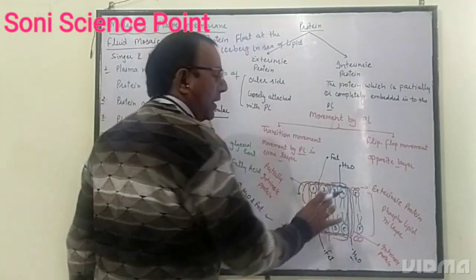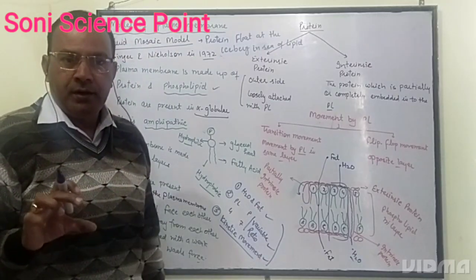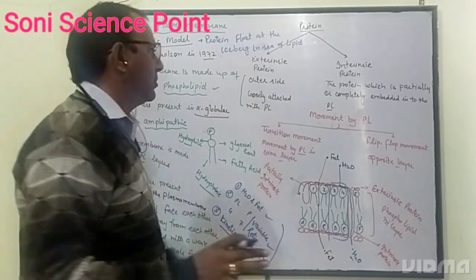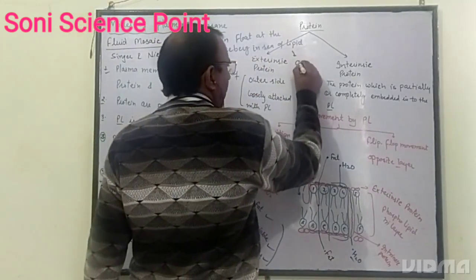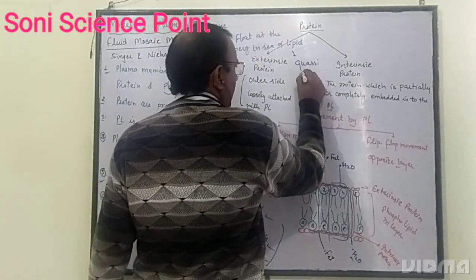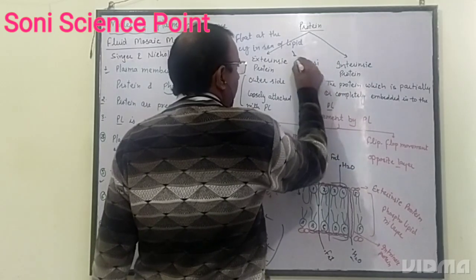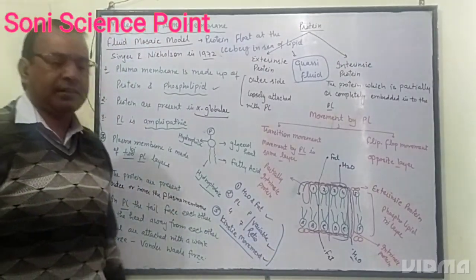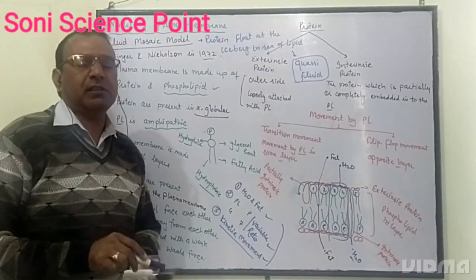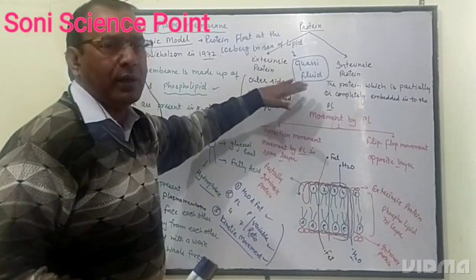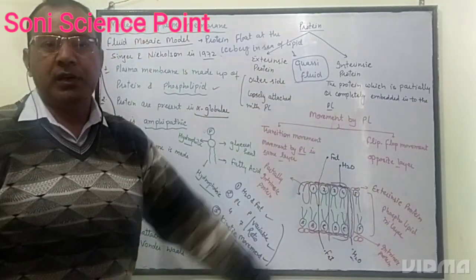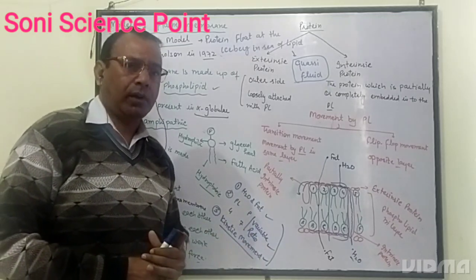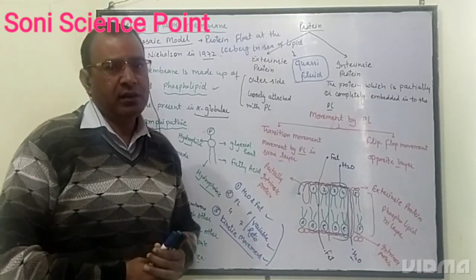Proteins with the phospholipid make a dense liquid-like substance, a dense jelly-like substance. So it is called quasi-fluid. In the fluid mosaic model, the protein and phospholipid make a dense fluid-like structure, a jelly-like substance, that is called quasi-fluid. This model was proposed by Singer and Nicolson, and it was accepted by all the scientists all over the world. In the next part, we will discuss other cell organelles.